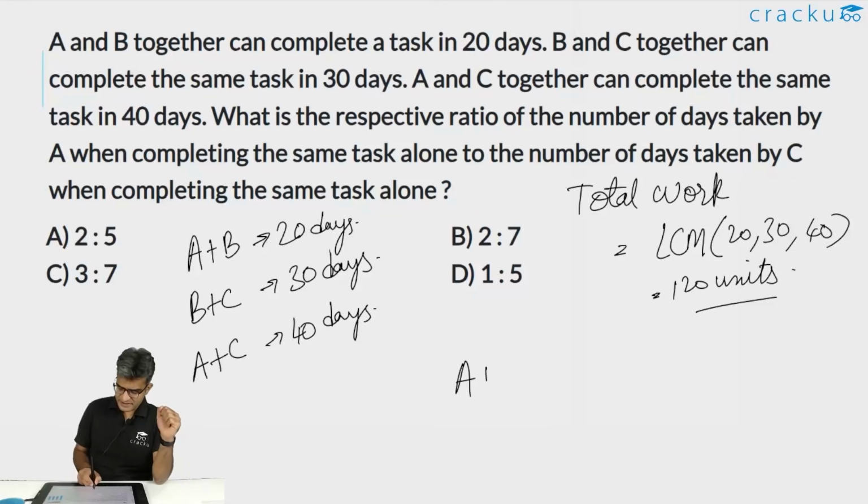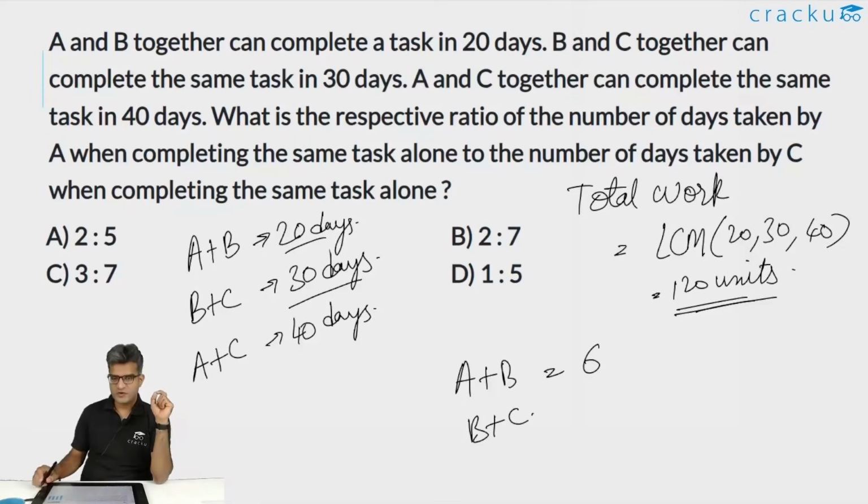A and B take 20 days to complete 120 units of work. So in one day, the amount of work done by them is 6 units. B and C take 30 days to complete 120 units of work. So in one day, they do 4 units of work. A and C take 40 days to complete 120 units of work. So the number of units of work done by A and C in one day is 3 units.